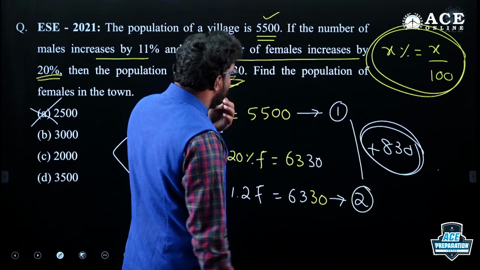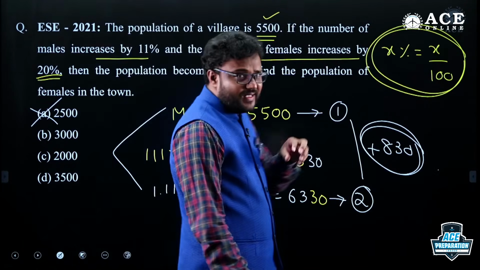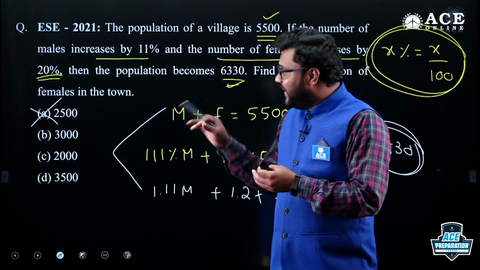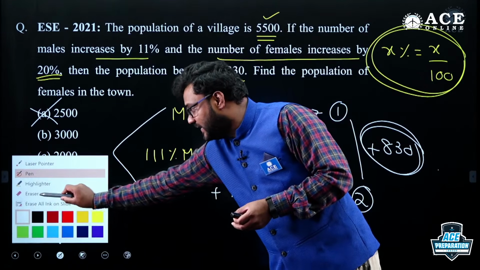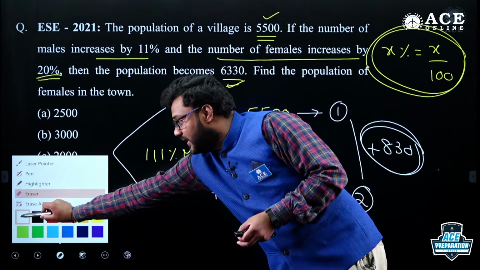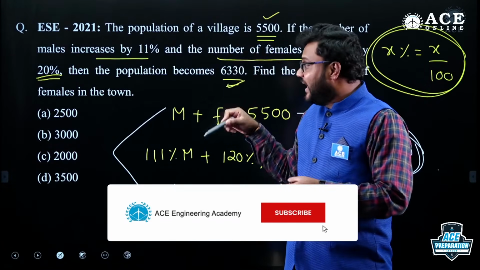Now, what is the question? Find the population of females in the town. Here there is a small bug we may generally have a doubt about: is the females' population the initial one or is it after increase? That general doubt we may have, okay, is the female population at the initial stage among this 5,500 or after increase?